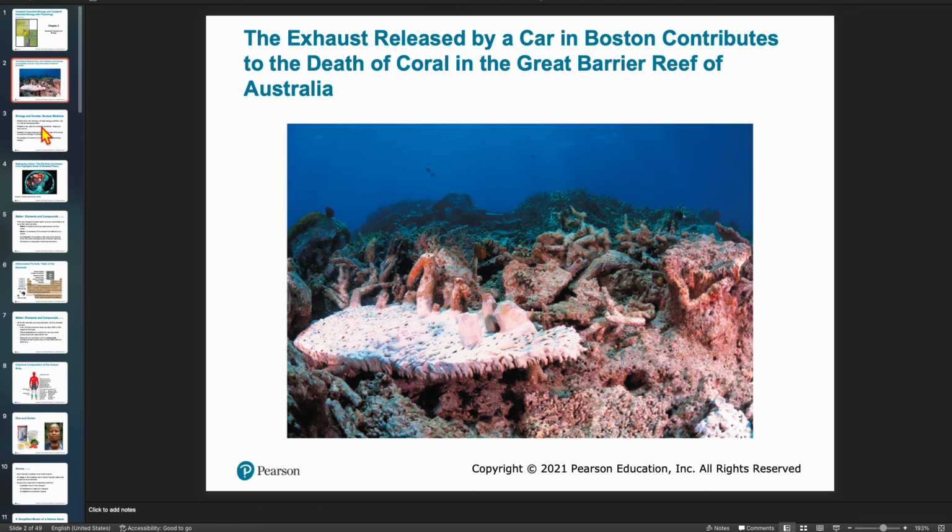Next slide. Now this is showing you that the change in the temperature, the change in the chemistry of the oceans can cause the death of the coral reefs. If you remember recently, there was a big temperature change off the coast of Florida, and many of the reefs there died because the temperature of the water and the chemistry of the water had changed.